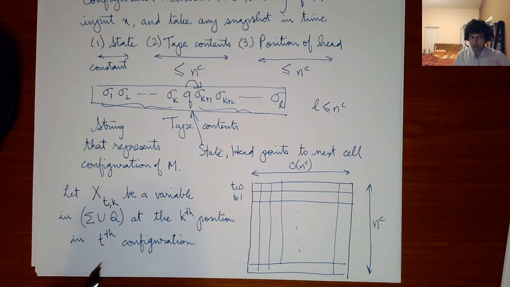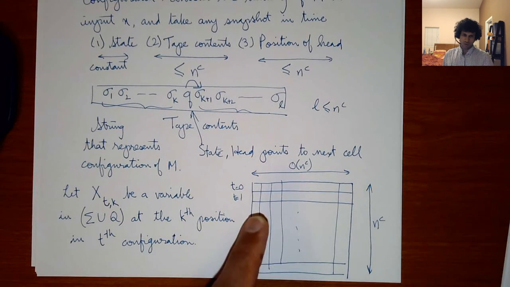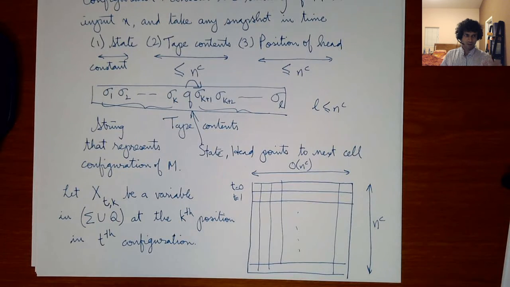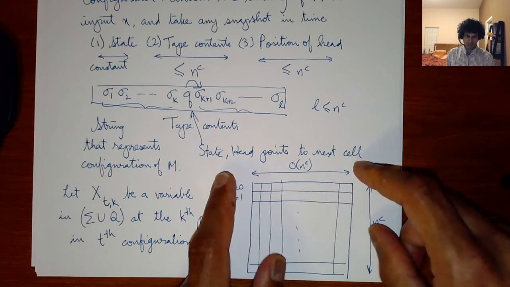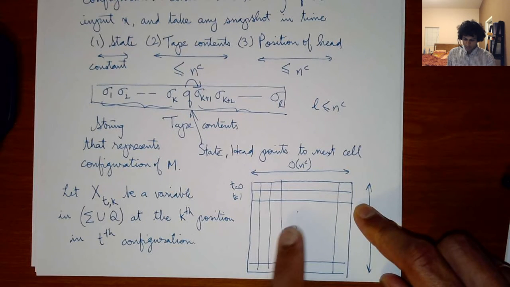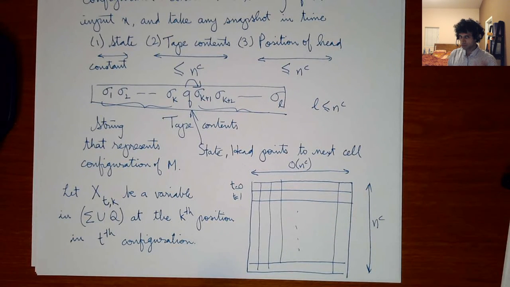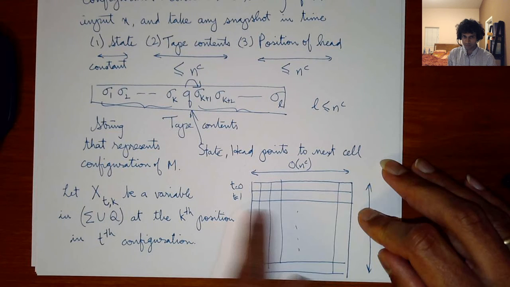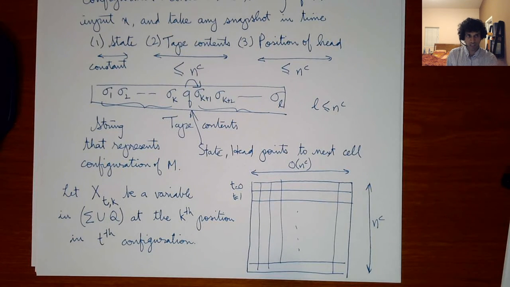So at this point, we're just doing a thought experiment, and we'll see how all of this connects to satisfiability. But the thought experiment is the following. Imagine you just wanted to understand what this Turing machine was doing. What you could do is construct this tableau, this matrix, where capital X t k is a variable in sigma union Q, because all of these are going to be configuration strings. They're basically strings representing the configuration. Okay?